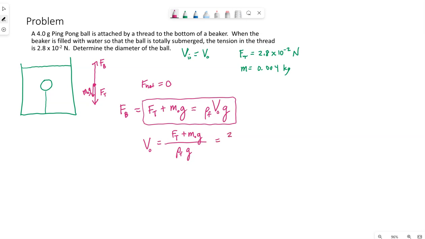So our tension force, 2.8 times 10 to the negative 2. That's already in newtons. That's what we need. The mass, we've converted to kilograms. So when we multiply by 9.8, that's in newtons as well. This beaker is filled with water, so we just want the density of water again, which we get off the test notes.